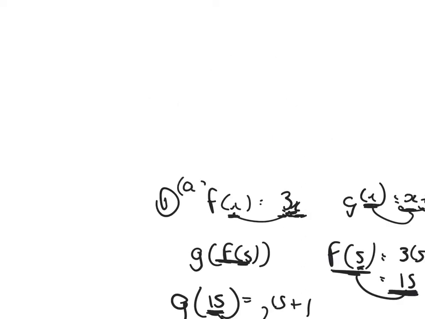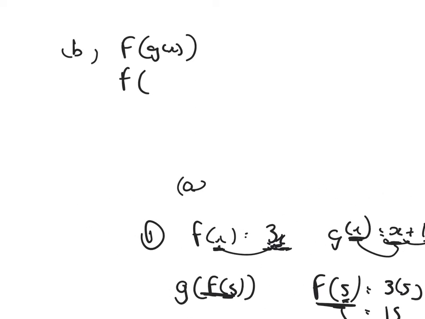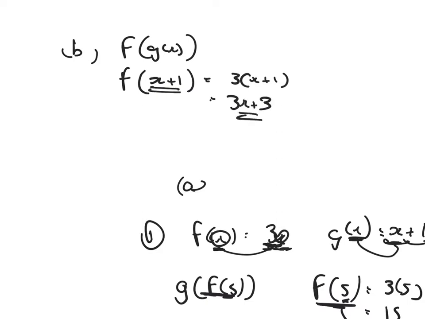Okay, let's break this one up into a few parts and try part B. Part B, let's go for find f of g of x. Well, g of x is equal to x plus 1, so that is f of x plus 1. The f function tells me whatever's in the bracket, write it down and treble it. So that will be 3x plus 3.